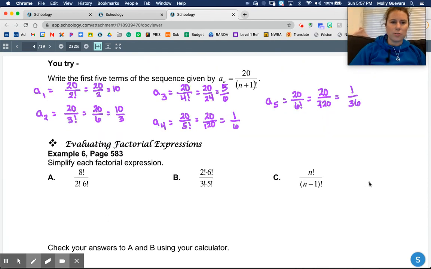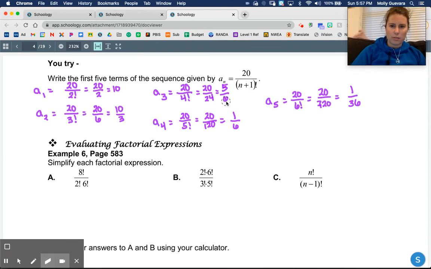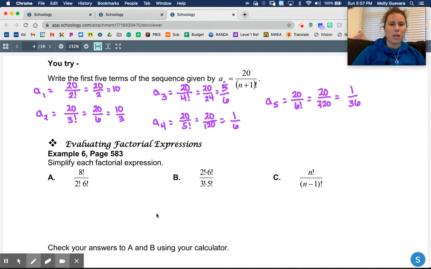Okay, so here's the answers for this problem. Hopefully you gave it a shot. I just realized this is a really ugly 6. You can't read it. So double check your work here and make sure everything looks good.